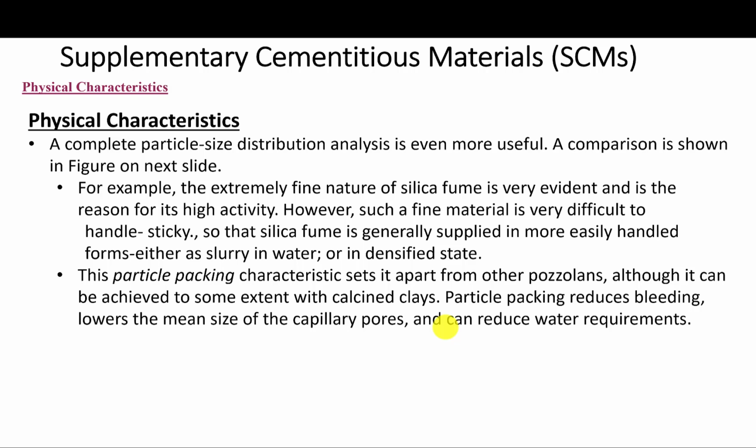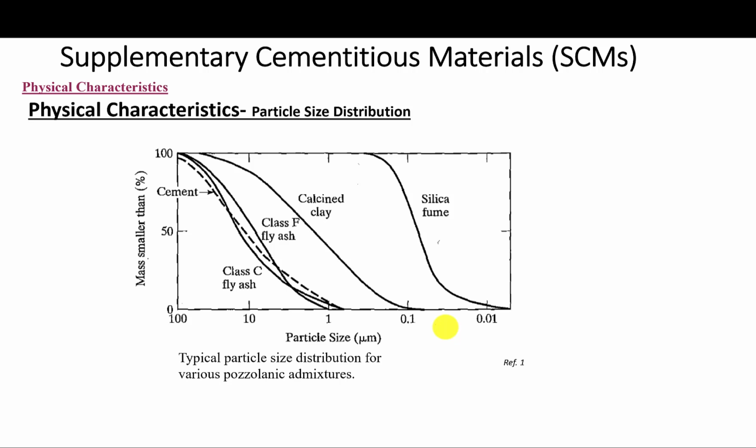So basically, let me go back to this slide. We talked about the silica fume because really it's the most significant in terms of the particle size distribution. As I said, calcined clay to a certain extent, which is the metakaolin, can give the same benefit as silica fume. But like I said, the particle packing characteristic of silica fume really sets it apart from the others, the fly ash basically. Okay.